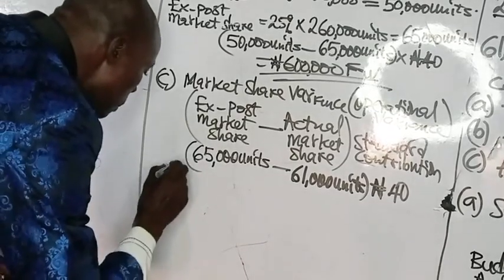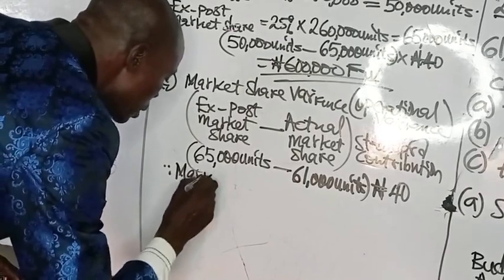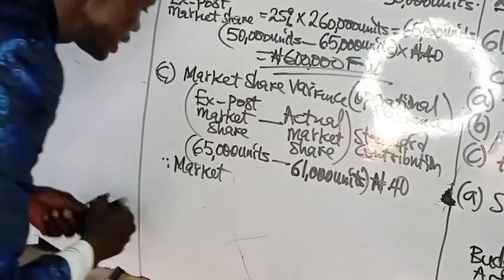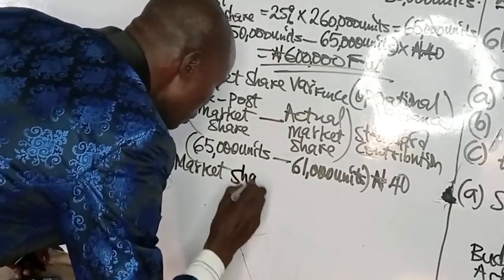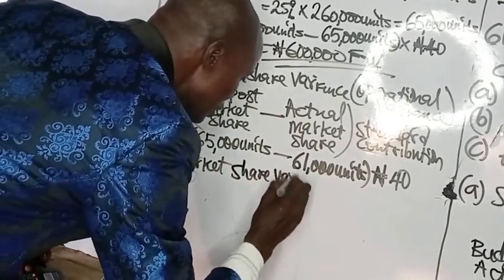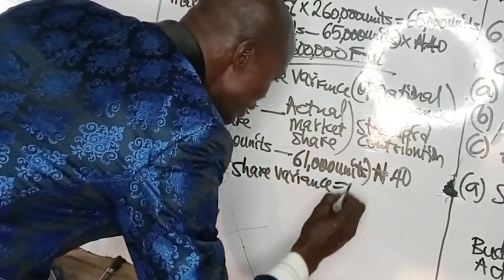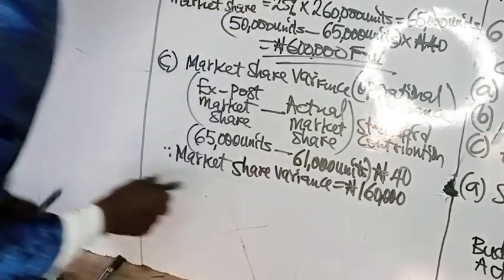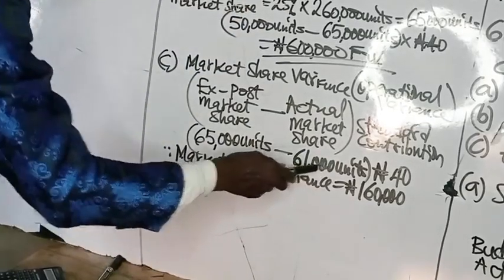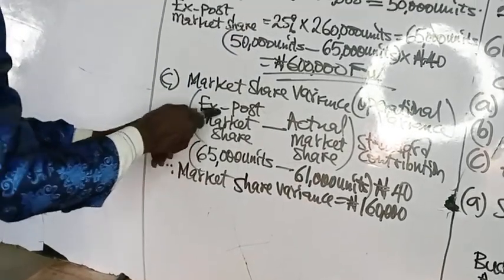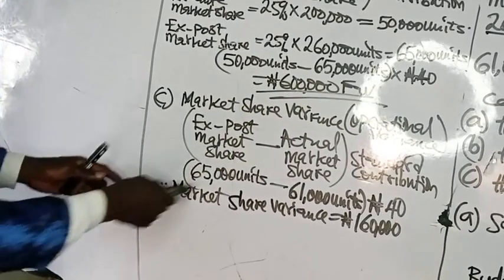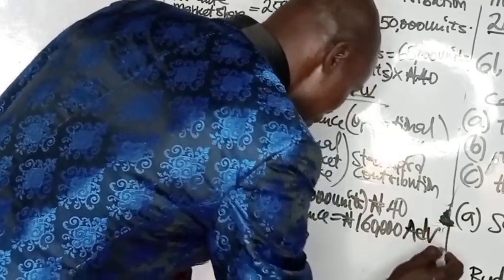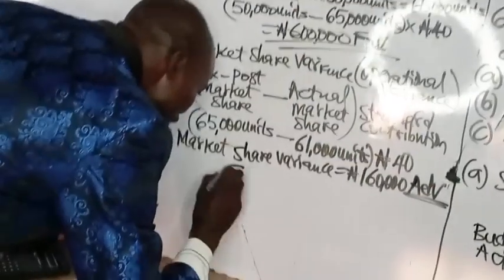Therefore, the market share variance is 160,000 naira. So the actual market share is lower than the ex-post market share, so it shows that this is an adverse variance. Now let's have the summary of everything.